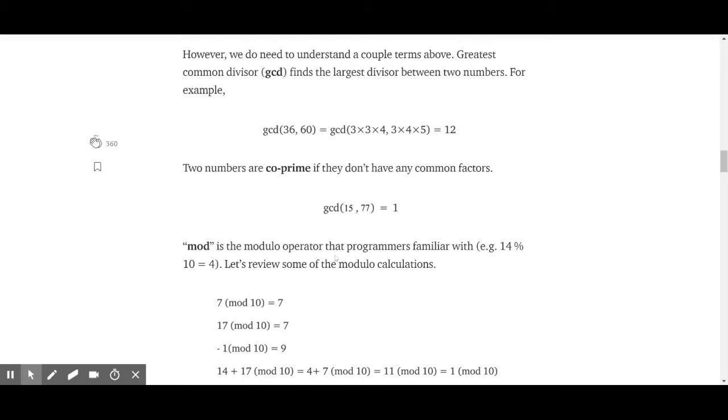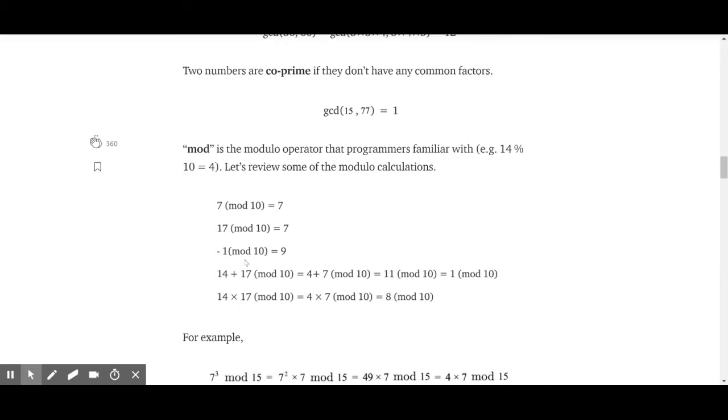Mod is the modulo operator that programmers are familiar with. So 7 mod 10 is 7, 17 mod 10 is 7, and minus 1 is 9. So it's basically like modulo 10, right? Once you go over 10, you start over.